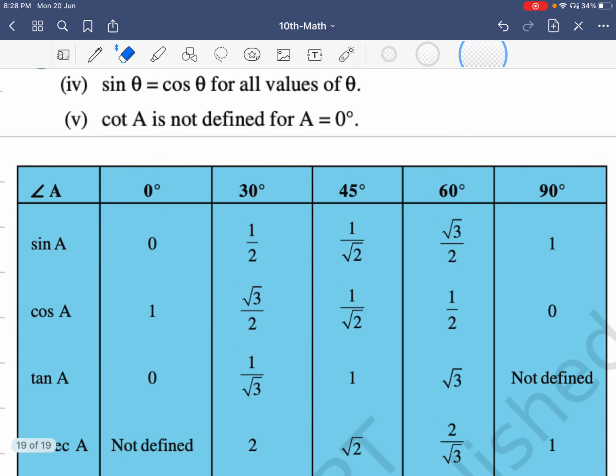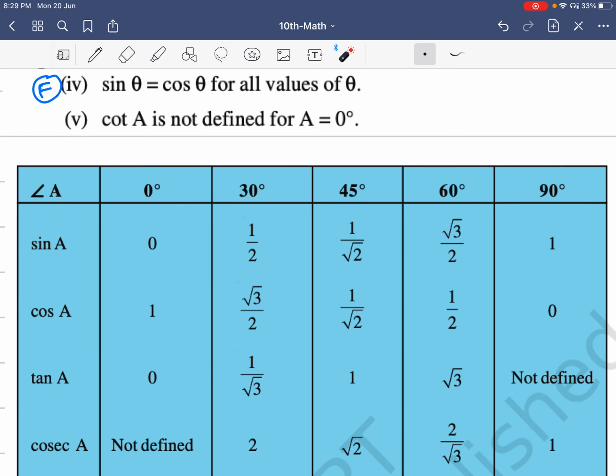Now let's come to statement number 4. Sin theta is equal to cos theta for all values of theta. So again, we can use this table. These are the values of theta. Sin theta is equal to cos theta? No. Sin theta is equal to cos theta? No. Sin theta is equal to cos theta? Yes. For 45 degrees it's true. But for all values of theta it is absolutely false. So I'm going to quickly mark this also as false.